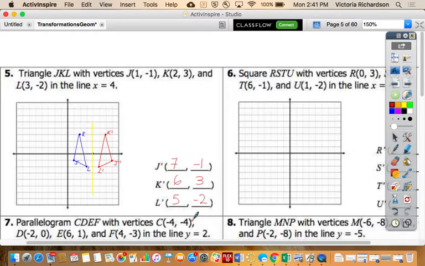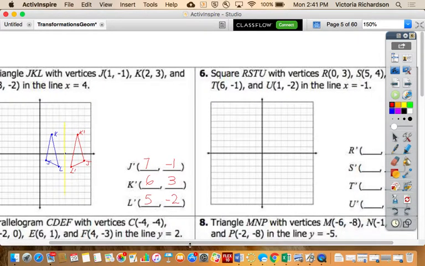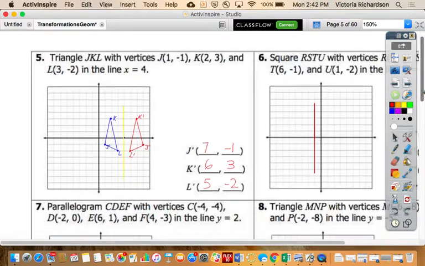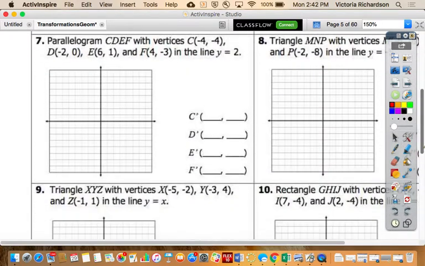So I want you to try the other one by yourself. The only difference is that the line is going to be x equals negative 1. And x equals negative 1 is right here. So that's going to be your line of reflection instead of x equals 4, which is what we used in the previous example. So now I want to show you how we're going to do example 7.